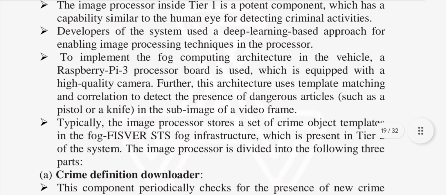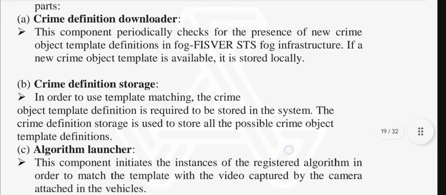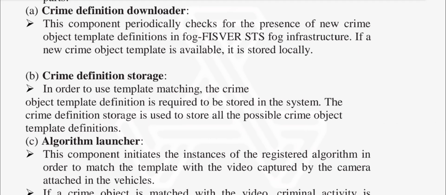Typically, the image processor stores a set of crime object templates from the fog infrastructure, which is present in Tier 2 of the system. The image processor is divided into the following three parts. First, the crime definition downloader. This component periodically checks the presence of new crime object template definitions in the fog infrastructure. If a new crime object template is available, it is stored locally.